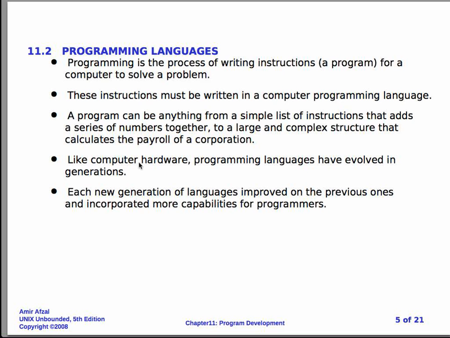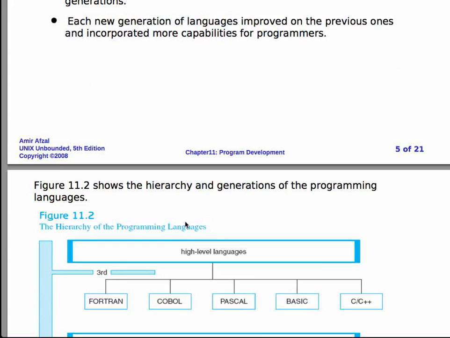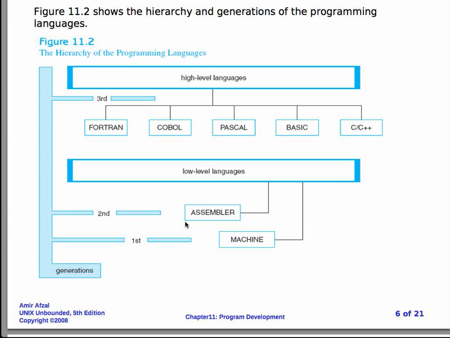corporation. Like computer hardware, programming languages have evolved through generations. Each new generation of languages improved on the previous ones and incorporated more capabilities for programmers. So right now we're up to third, some say fourth generation programming languages. At the very top are the high-level programming languages that are a lot more abstract when you compare them to machine language. At the very bottom is machine language, which would be considered a first generation programming language.